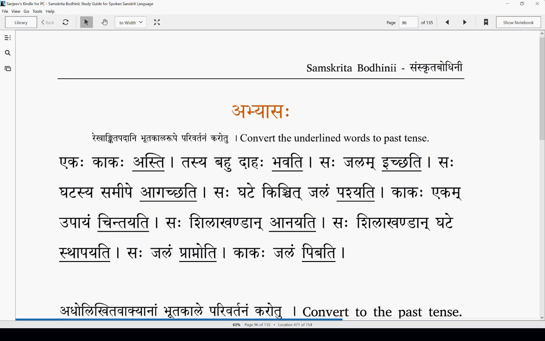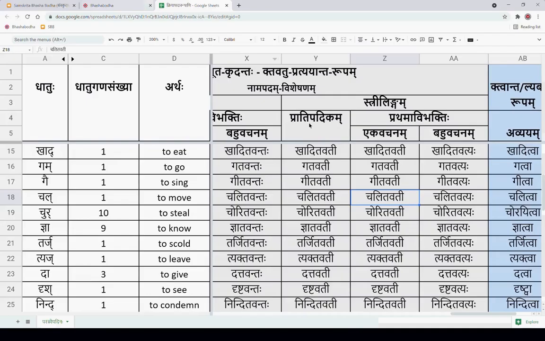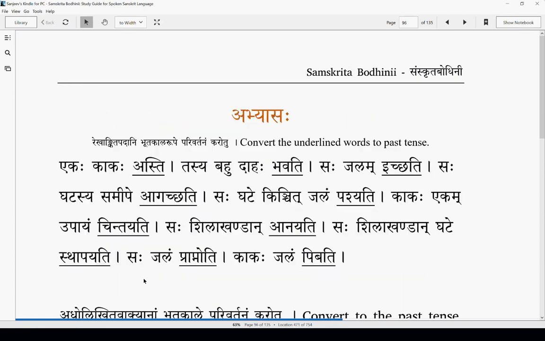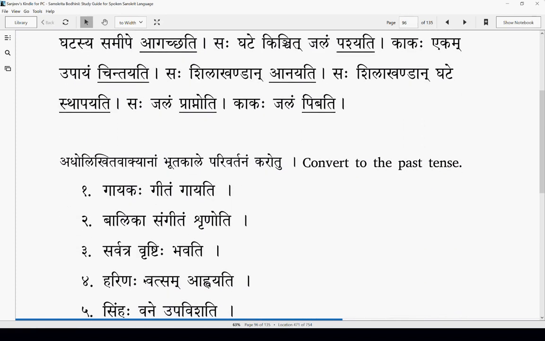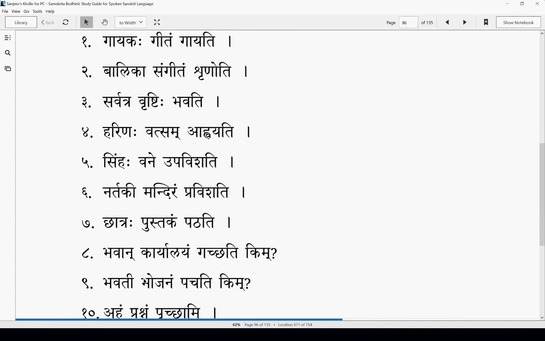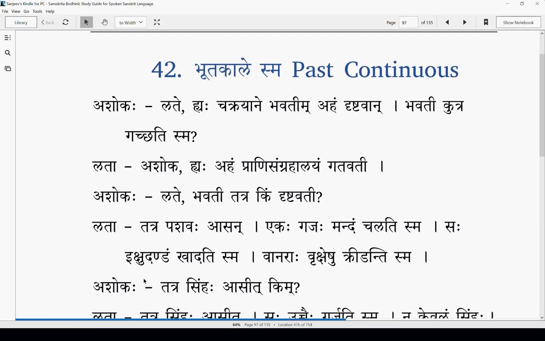So this one you can take as homework later. Here, convert the underlined words into past tense, which should be simple. You can also refer to this table here for conversions later. Do that. This one should be simple. Okay. Next topic is Bhutakale Sma.